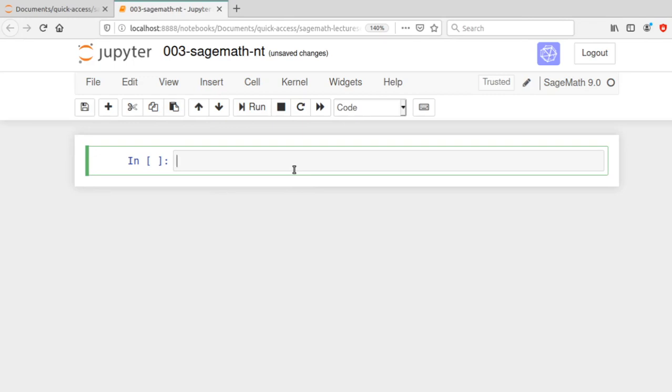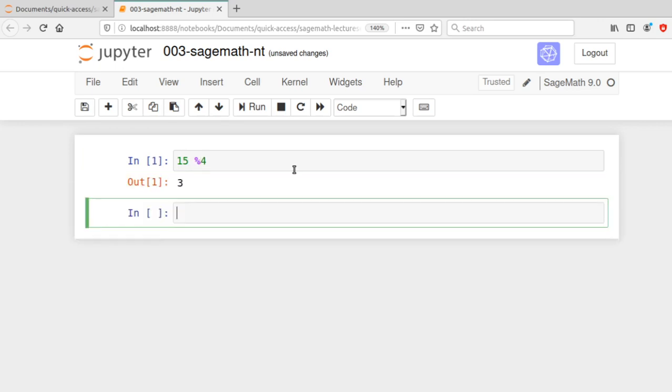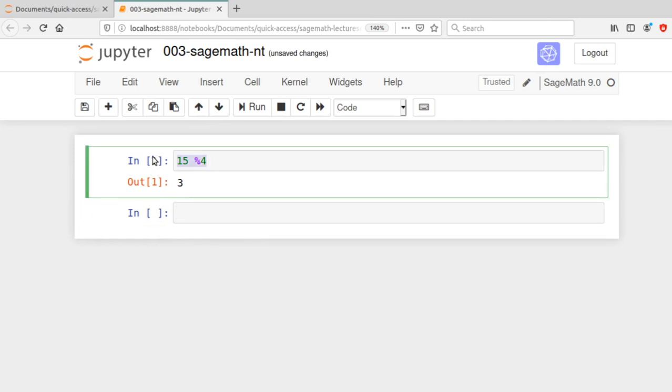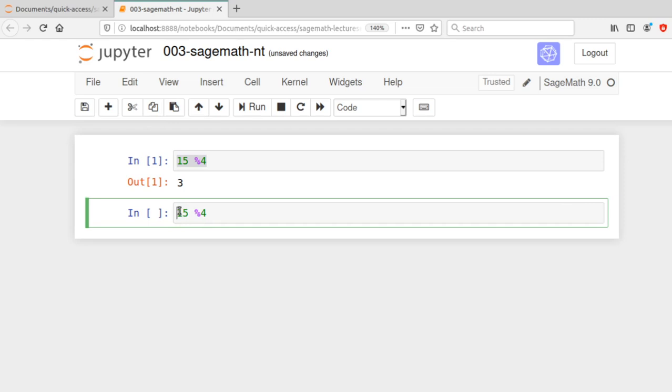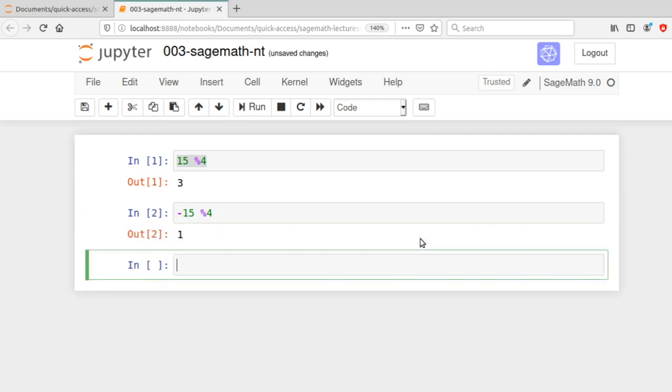Now, the very first operator that one learning number theory probably requires is the remainder operator. So, the remainder operator is the percentage operator. So, the remainder of 15 divided by 4, pressing shift enter gives 3. The remainder of minus 15 divided by 4, that I get as 1.